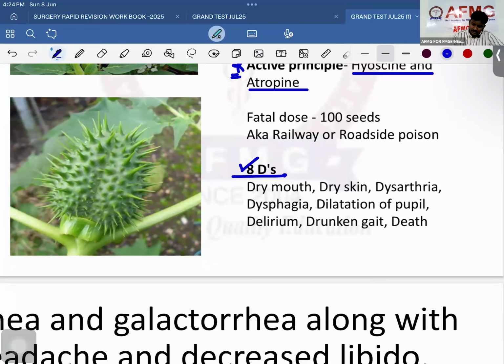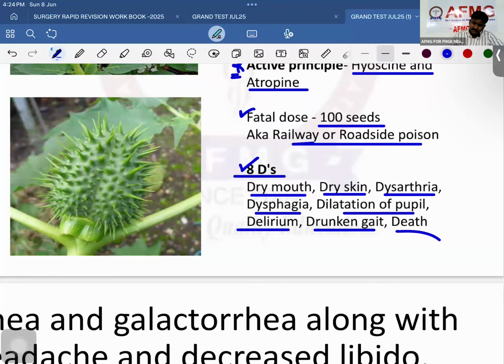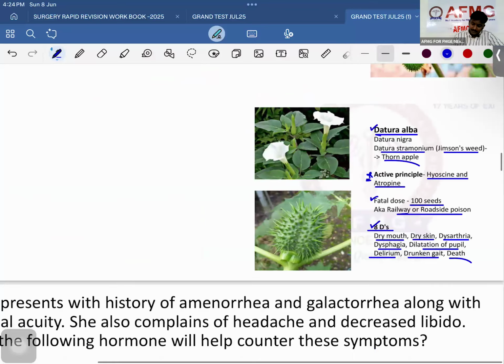What are the 8 Ds? Dry mouth, dry skin, dysarthria, dysphagia, dilatation of pupil, that is mydriasis, delirium, drunken gait, and death eventually. Fatal dose is going to be 100 seeds, if the patient is going to consume 100 seeds. We know Datura is also known as a railway side or roadside poison.